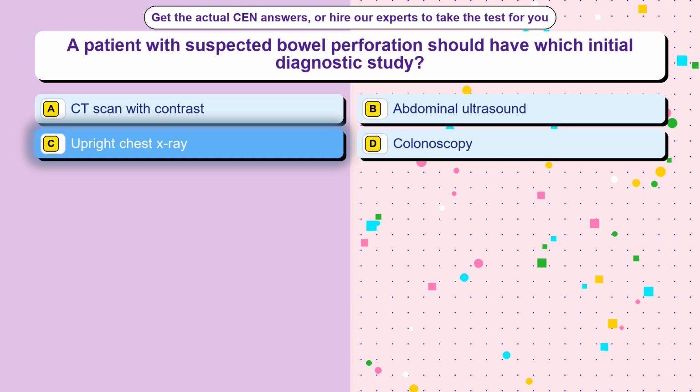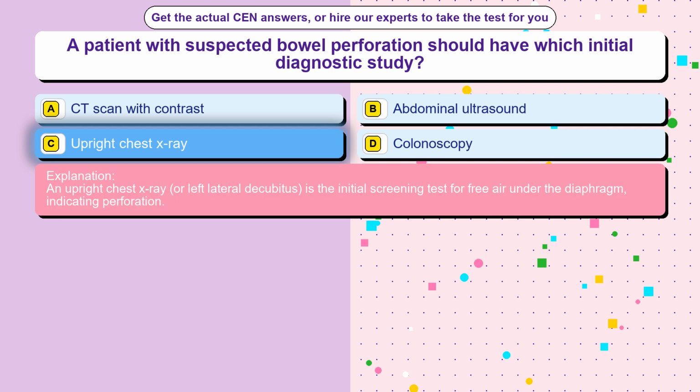The correct answer is option C, upright chest X-ray. An upright chest X-ray, or left lateral decubitus, is the initial screening test for free air under the diaphragm, indicating perforation.